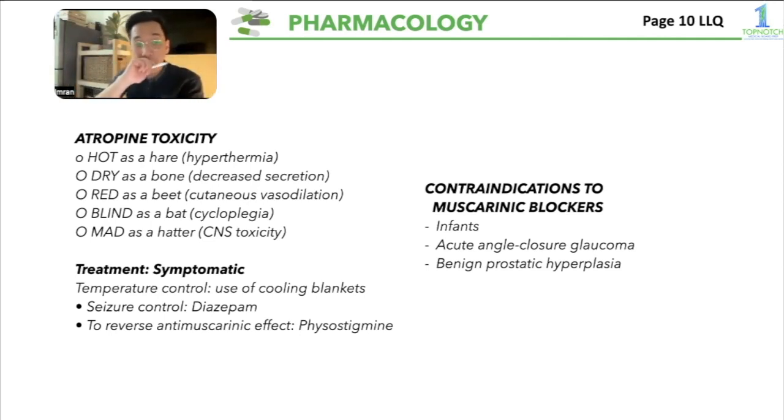So that's your cycloplegia. Next, ang treatment for atropine toxicity, syempre, temperature control, no? Dahil init na init, cooling blankets. Seizure control, you give diazepam. And also, nabanggit na to kanina, use physostigmine to reverse the anti-muscarinic effect, no? And if you remember yung physostigmine, di ba may CNS effect siya? So itong atropine may CNS effect siya na pwede mo ma-counteract using your physostigmine.